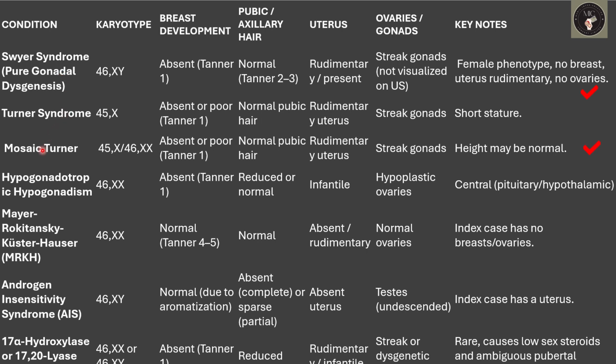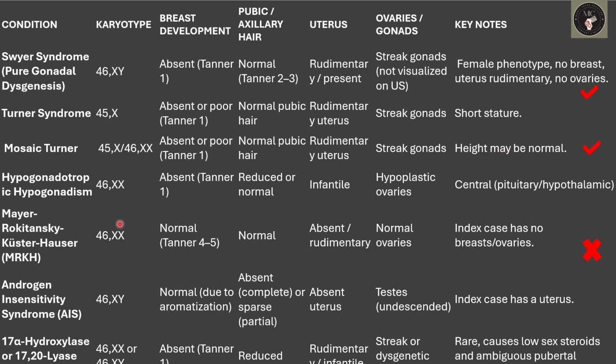What about Turner mosaic? Is it a possibility? Yes, it is. Why? Because in Turner mosaic you also have absent or poor breast development with normal pubic development, a rudimentary uterus, also streak gonads. But in Turner mosaic, the height may be normal, and here the patient was 1.6 meters. So this again is a strong differential diagnosis.